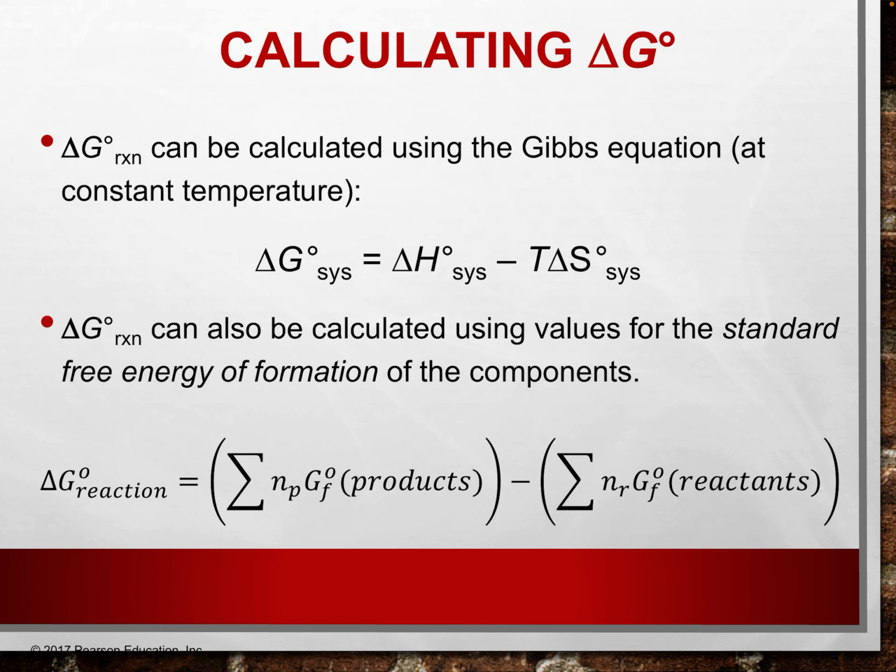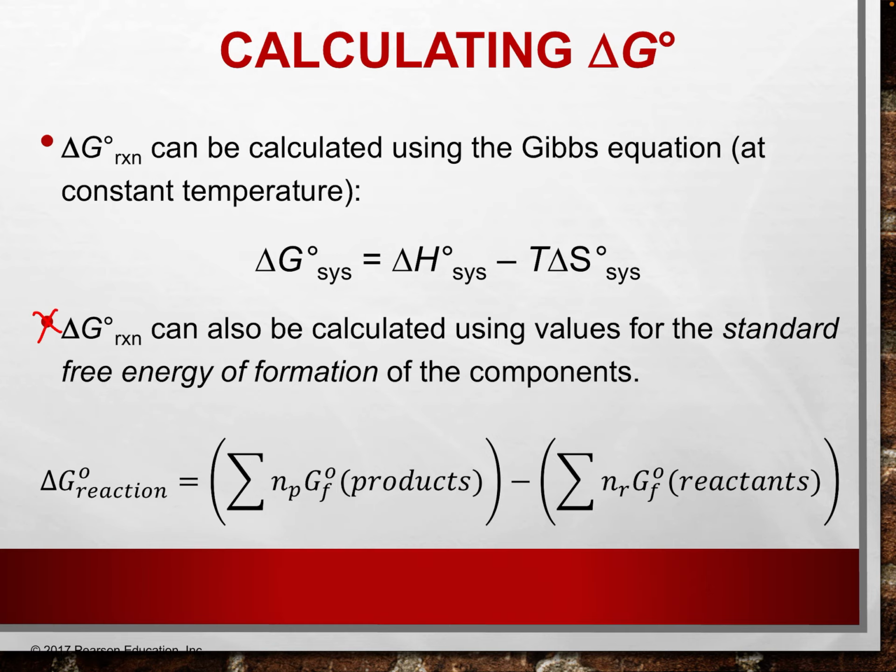All right, so we've looked at one way to calculate delta G, which is using that equation. There are actually a couple other ways to calculate delta G. We can use that Gibbs equation if we're at constant temperature. We can also use the standard states, the standard free energy of formation of the components. And this equation should look very familiar. We have used this for delta H. We've used this for delta S. We can also use it for delta G.